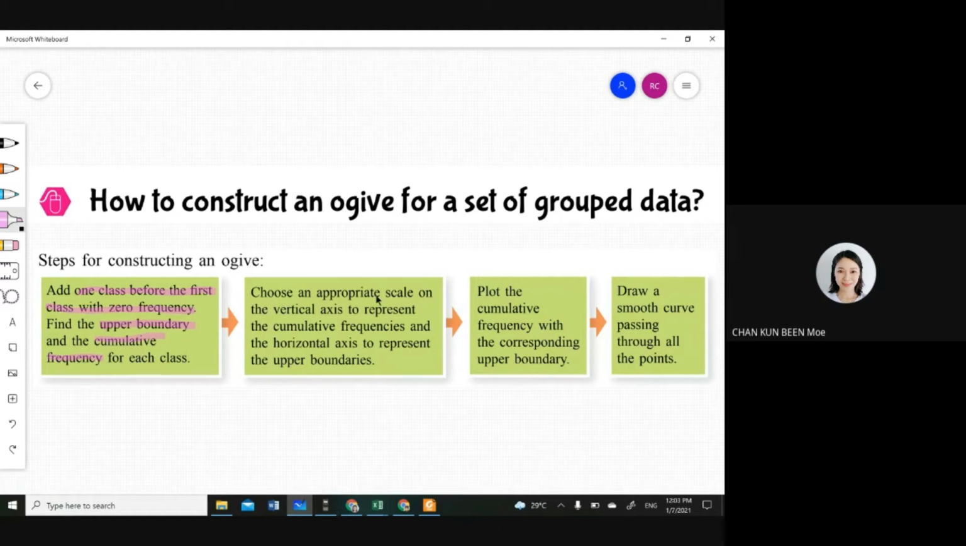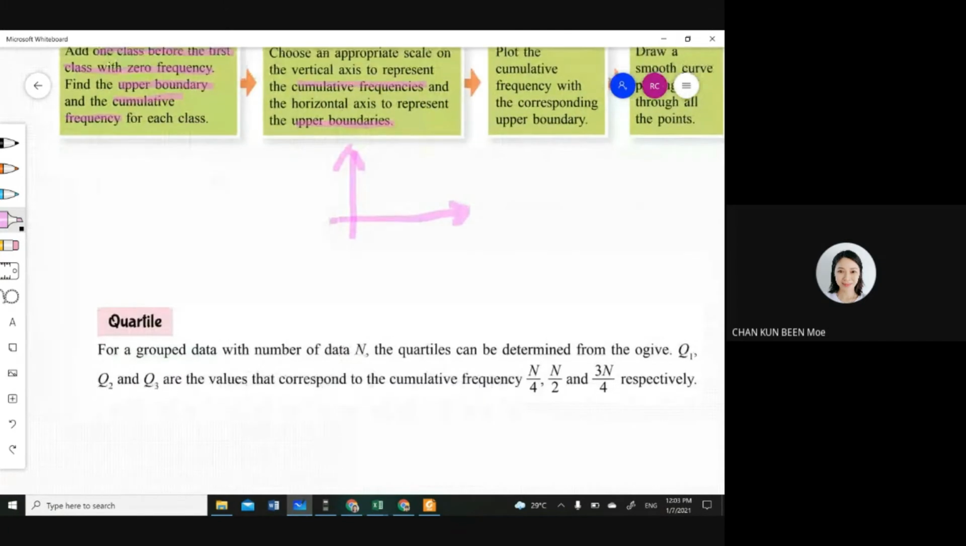Then choose an appropriate scale on the vertical axis to represent the cumulative frequency, and the horizontal axis to represent the upper boundary. So you have to know this one: the vertical axis represents the cumulative frequency and the horizontal axis represents the upper boundary. After that, you plot the cumulative frequency with the corresponding upper boundary and then draw a smooth curve passing through all the points. So let us look into the question over here later on.